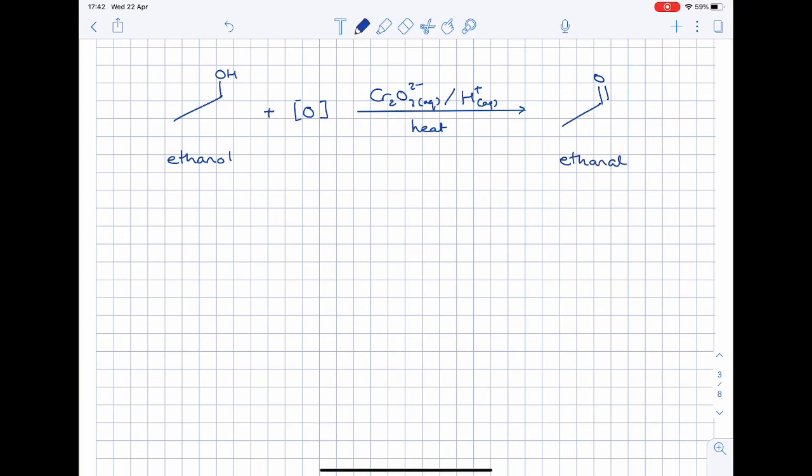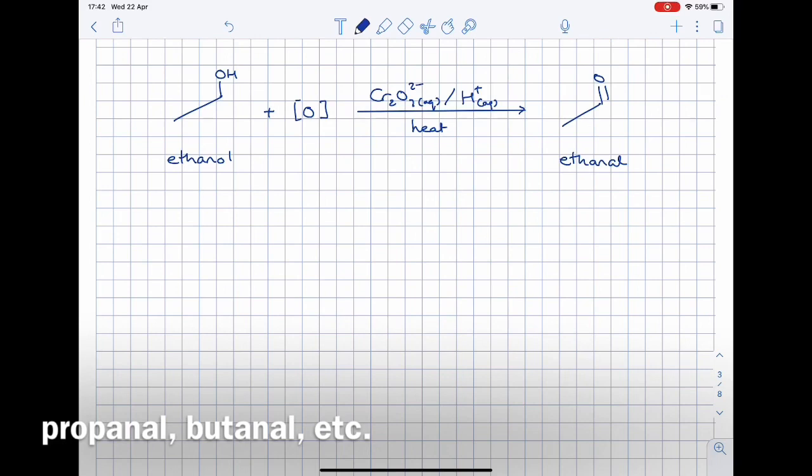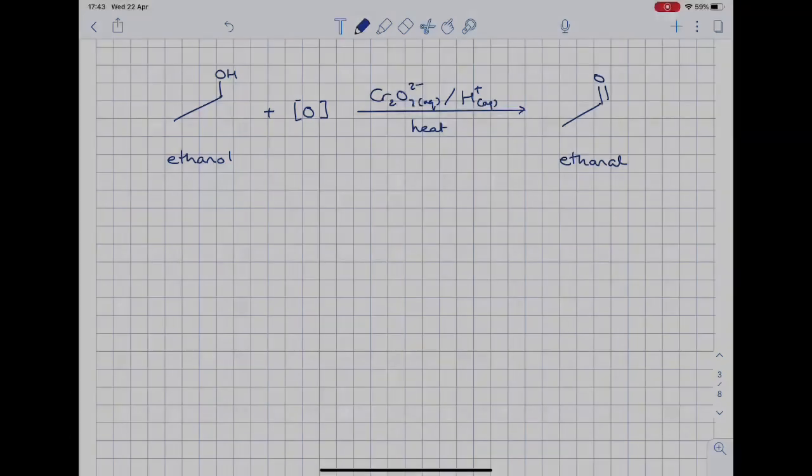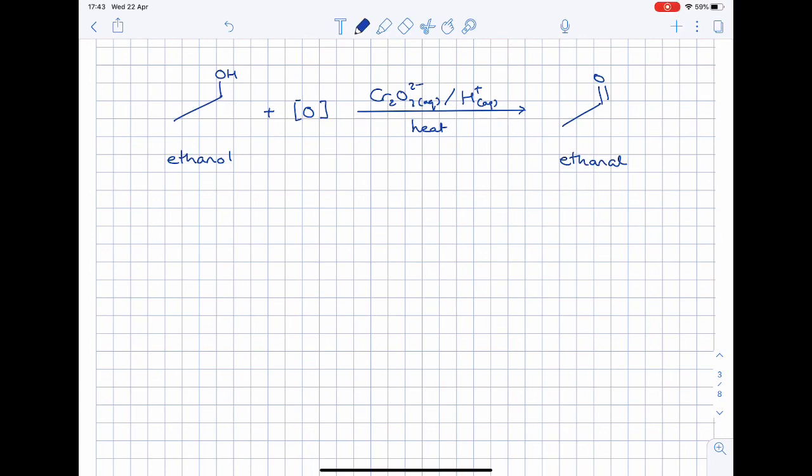So we replace the OL with AL for aldehyde. So you can have propanal as an aldehyde, you can have butanal as an aldehyde. So that's how we name aldehydes, with an AL as the suffix at the end of the name. So we balance the equation by putting water.